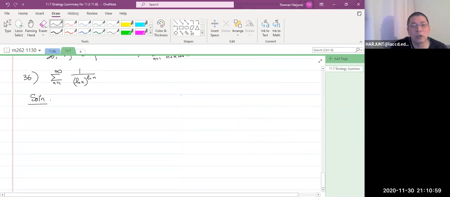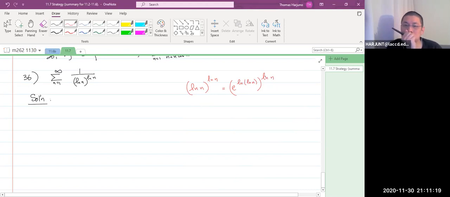I think let me try it this way. Let me try natural log of n times natural log of n to the power of natural log of n. This is e to the natural log of natural log of n to the power of natural log of n. Okay. This is e to the natural log of n times natural log of natural log of n. x is bounded above by e to the natural log of n times natural log of n.